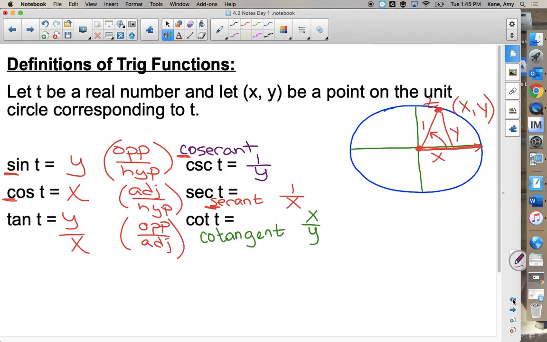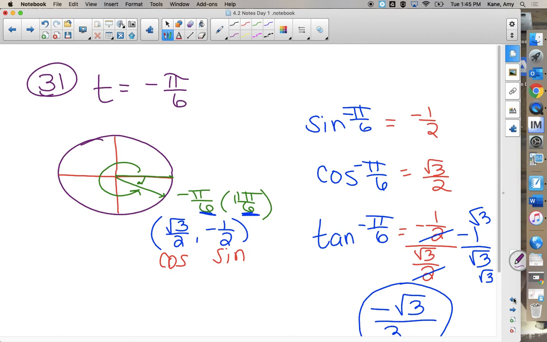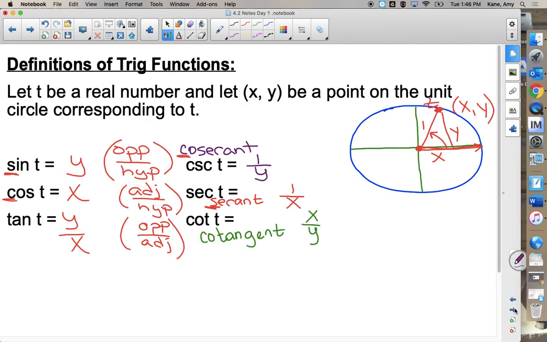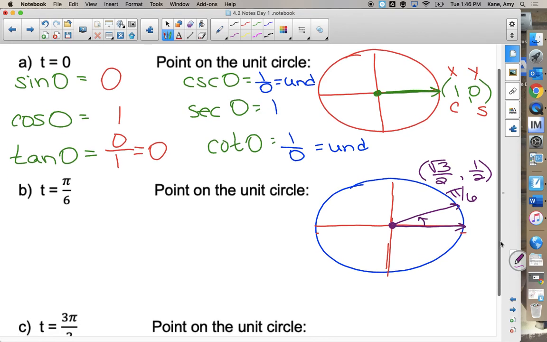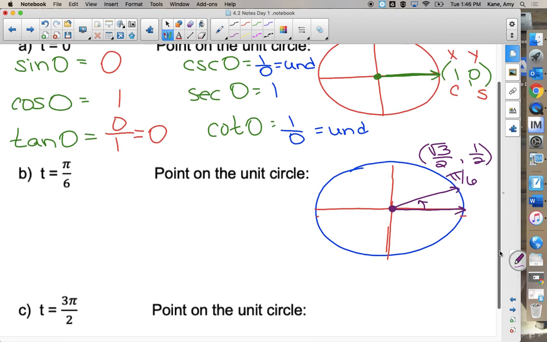Which, if I go back to the problem we did at the beginning of class, look at this. The square root of 3 over 2 and 1 half. It was negative pi over 6. That doesn't matter. It still is those same two numbers. As long as it has a 6 on the bottom, it's going to have the same two numbers. This time they're both positive because we're in the first quadrant. So we're going to try and do exactly the same thing. We're going to get the 6 trig functions. Now we're looking at pi over 6.